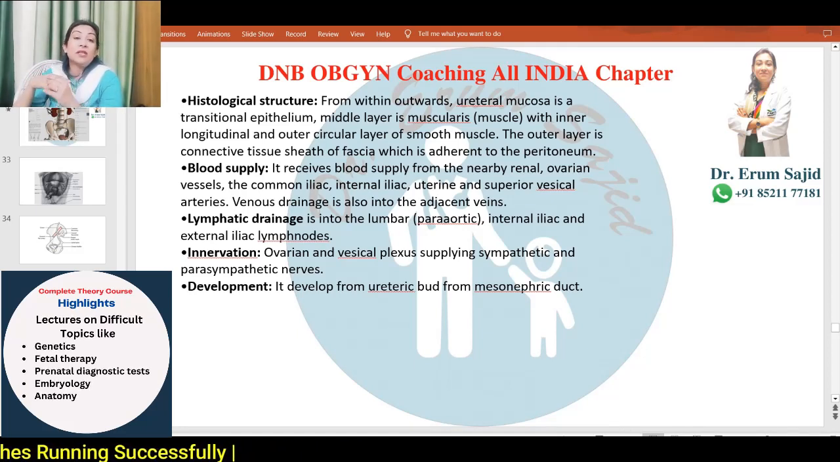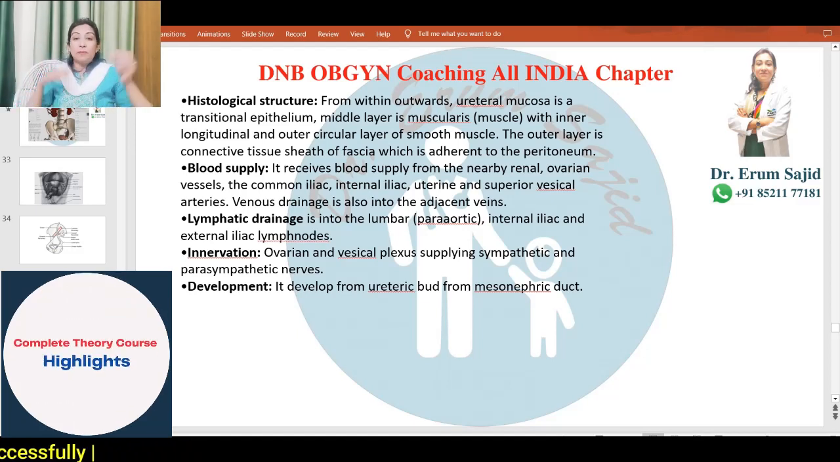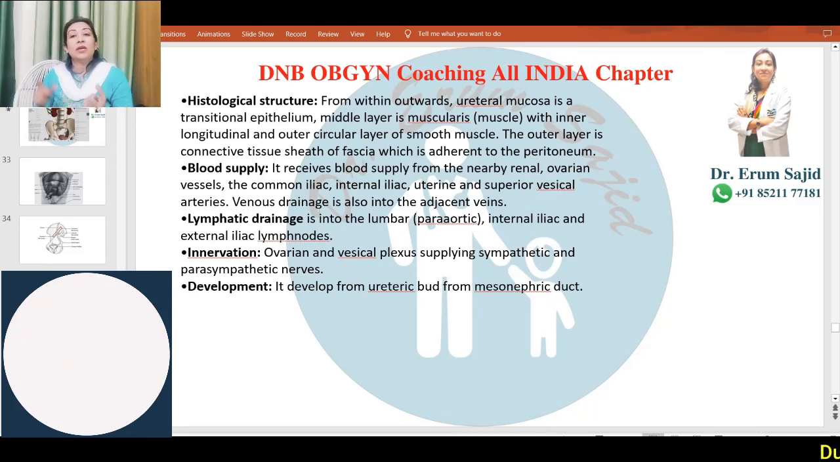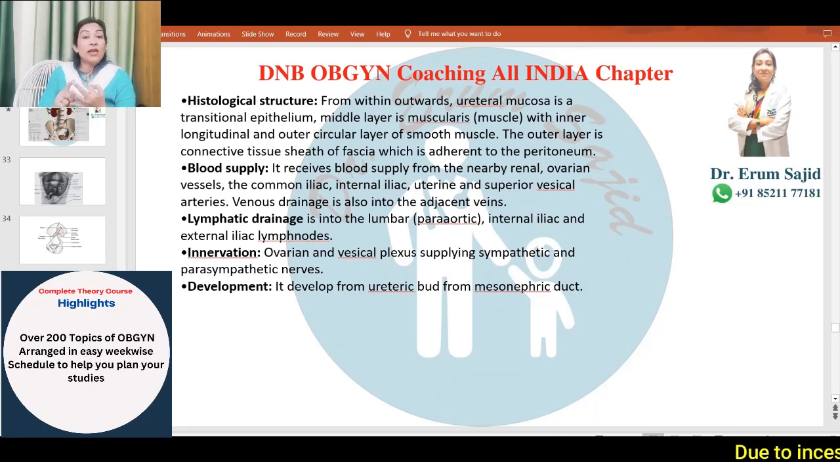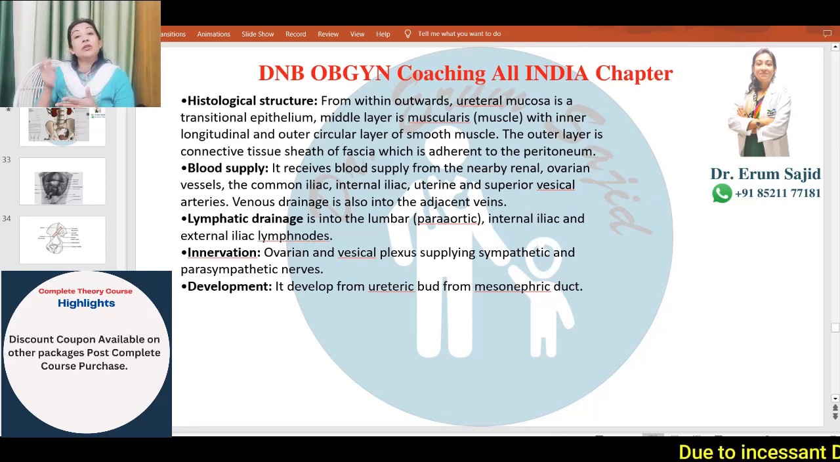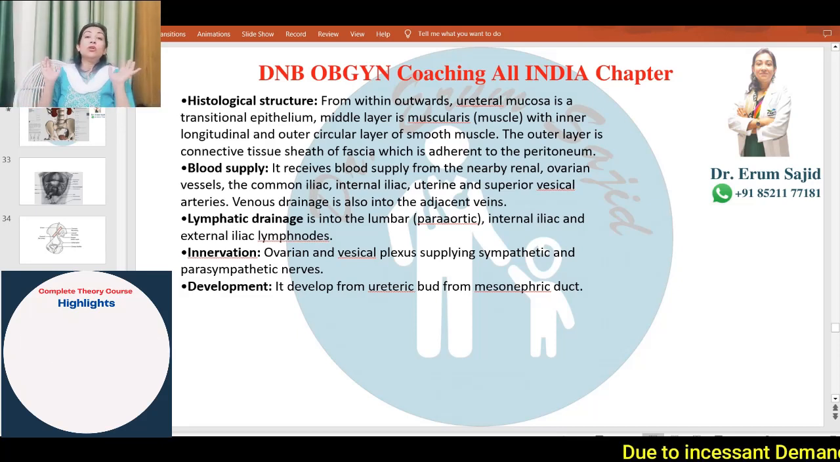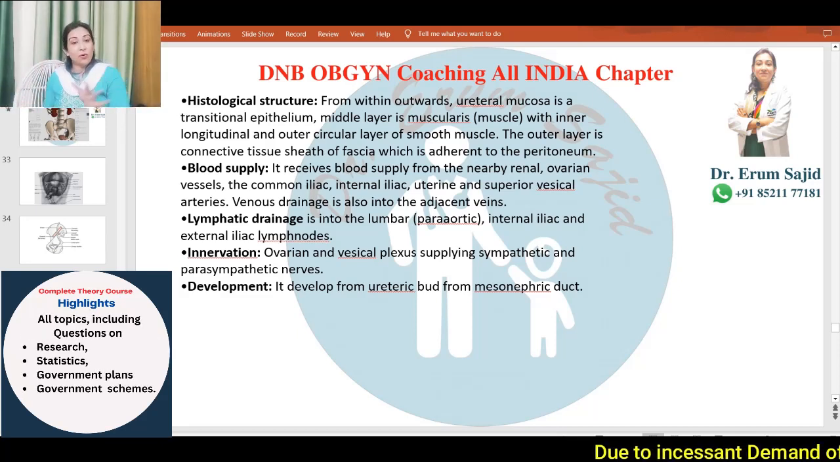What about the blood supply? It's a very interesting blood supply. Why is it interesting? Because every place which the ureter is traversing, it gets a blood supply from there. It comes from the kidney, so it gets renal artery. Goes to the ovarian fossa, it gets ovarian artery. It crosses the common iliac artery. Again, it crosses internal iliac artery, uterine artery. Reaches the bladder, superior vesical artery. Simple as that. If you know the course of the ureter, you will know the blood supply. You don't have to think about it.